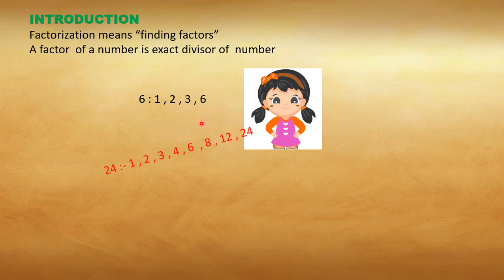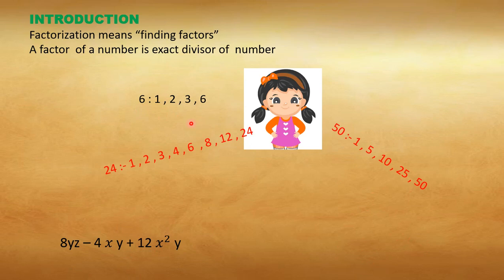Now we can say the factors of 24, the numbers which exactly divide 24, are 1, 2, 3, 4, 6, 8, 12 and 24. Factors of 50 are 1, 2, 5, 10, 25 and 50. So here the meaning of factor is clear: a number which is an exact divisor of a number is a factor.